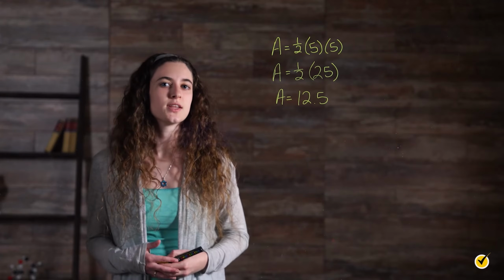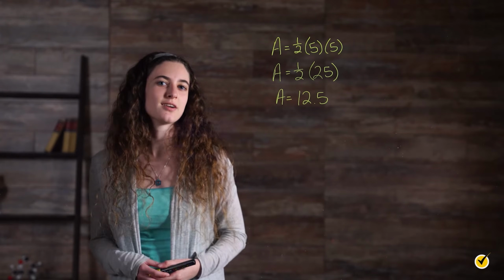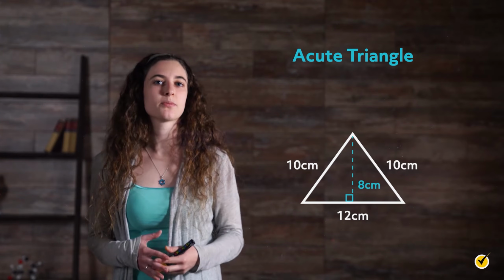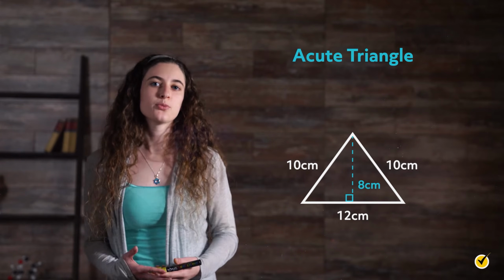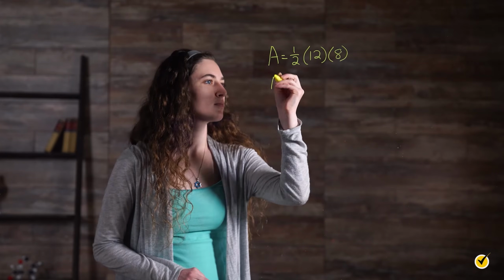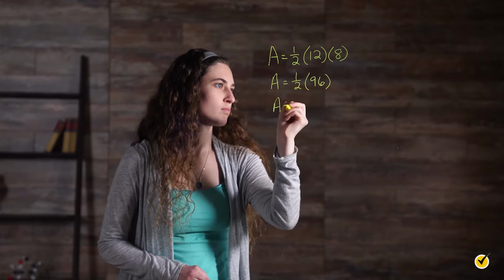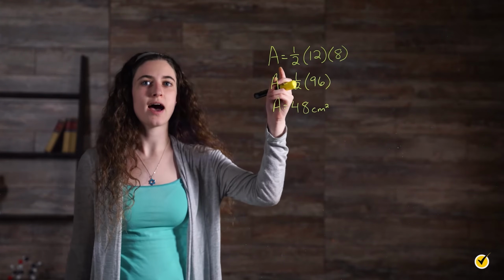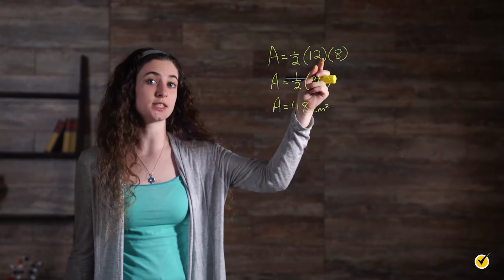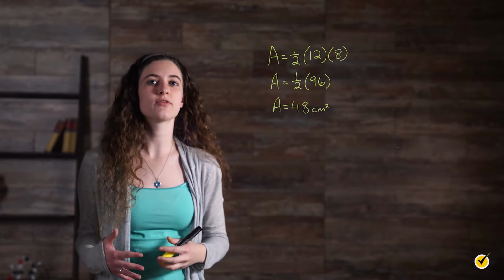All we have left to do is find the area of acute and obtuse triangles. Let's start with an acute triangle. Note that the height is always perpendicular to the base. From here we can find the area. Here we have our area equals 1/2 times the base, which in this case is 12 centimeters, times the height, which is 8 centimeters. So we get 1/2 times 96 from 12 times 8, which gives us 48 centimeters squared.